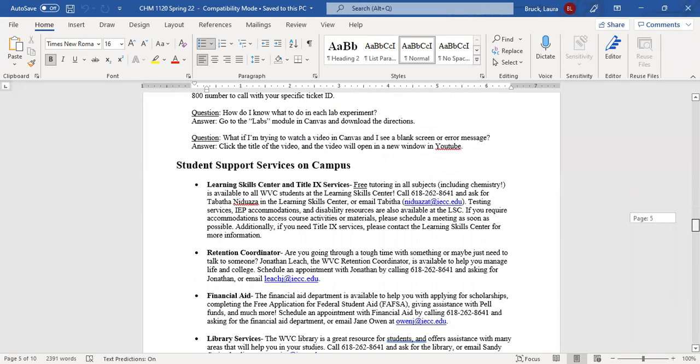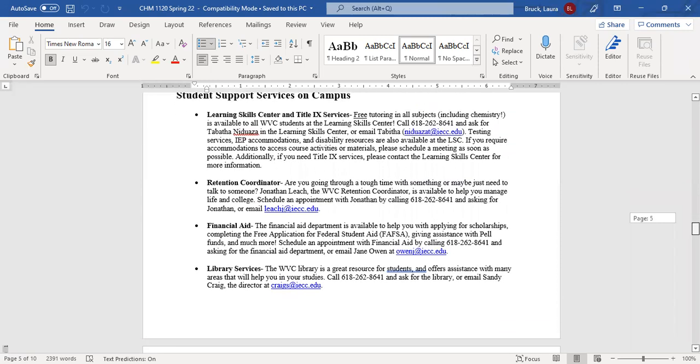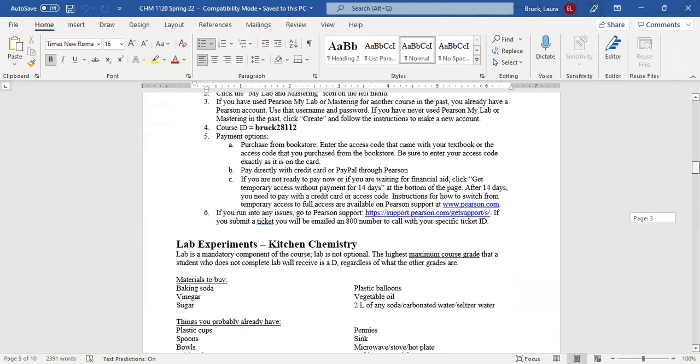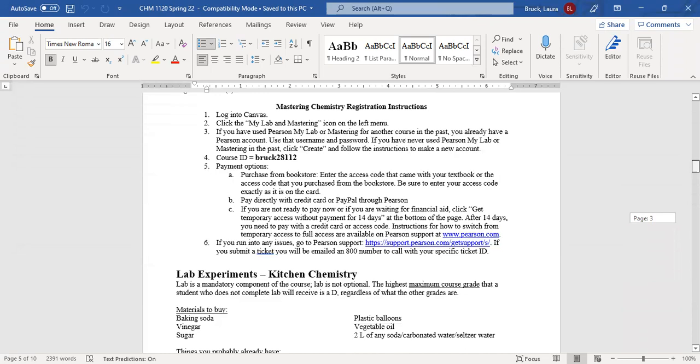Here are some student support services, retention and learning skills center and library and financial aid. All of these are really great resources for you. So the very last thing we need to talk about is Mastering Chemistry, and how do you do that?